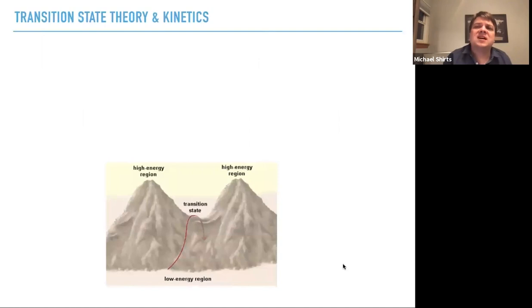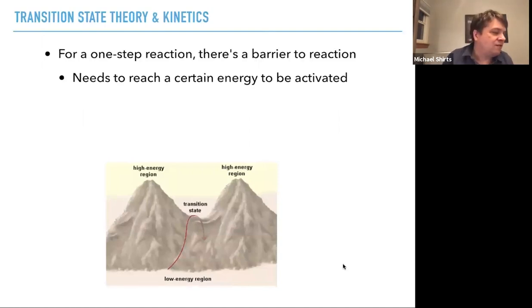Okay, so we want to talk a little bit about transition state theory and kinetics. So this is what is happening during an elementary step. For a one-step reaction, there's a barrier to reaction. It needs a certain energy to be activated. So you could think of the transition state as all the possible ways that the molecule can get from one point to the next point. Most of these are just impossible to cover, but there's going to be one mountain pass, right?